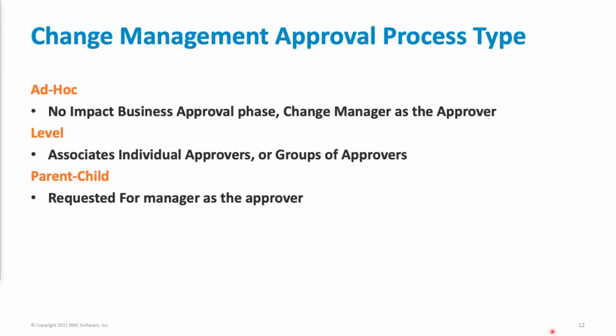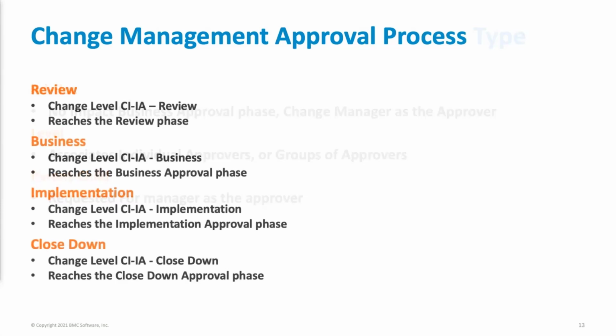This process type associates individual approvers or groups of approvers with impacted areas, configuration items, or other additional qualifications. The parent-child approval process type uses the requested for manager as the approver. If we configure an approval process that includes the change management chain process, it uses the requested for manager as the approver. If the requested for field is not filled on the change form under the requester tab, the approval server bypasses the change management chain process.